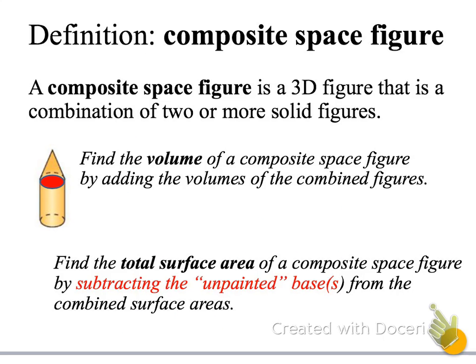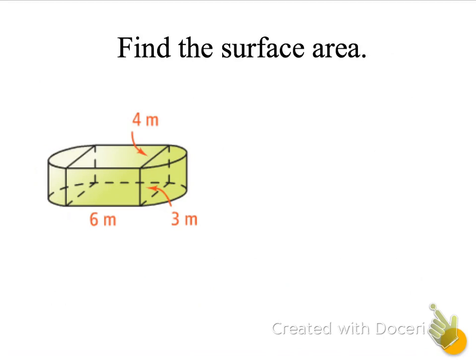Definition, composite space figure. A composite space figure is a 3D figure that is a combination of 2 or more solid figures. You find the volume of a composite space figure by adding the volumes of the combined figures. Find the total surface area of a composite figure by subtracting the unpainted bases from the combined surface area. We've already kind of done this last chapter. Now we're just doing it with cones and cylinders.